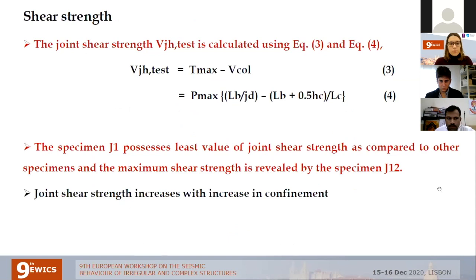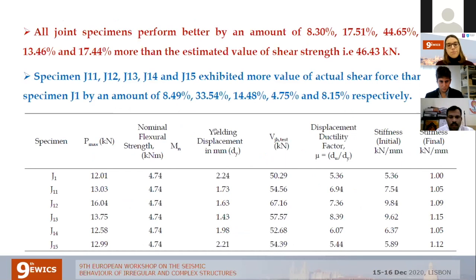Then another parameter is the shear strength. The joint shear strength is calculated from the following formula. We already studied how to calculate the joint shear strength. From Table 2, it is clear that the value of joint shear strength is more in the case of the confined specimen as compared to the non-confined specimen.